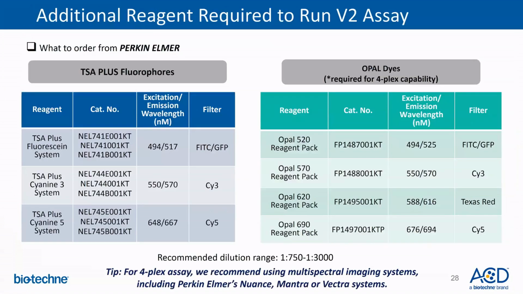This slide, as I showed previously, shows the TSA Plus fluorophores and the Opal dyes that have to be purchased separately from PerkinElmer to be used with the V2 assay.